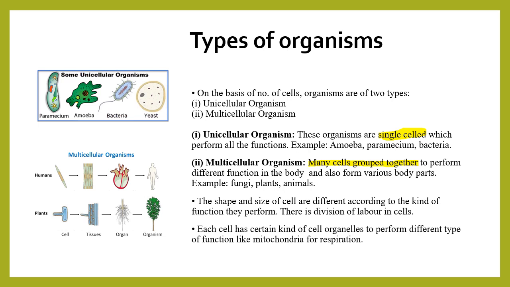Multicellular organism: many cells grouped together to perform different functions in a body and also form various body parts. Example, fungi, plants, animals. The shape and size of cells are different according to the type of function they perform. There is division of labor in cells. Each cell has certain kinds of cell organelles to perform different types of functions, like mitochondria for respiration.